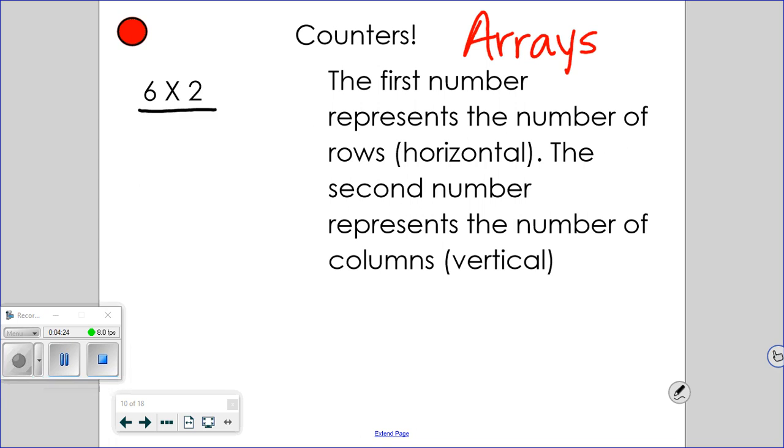Somebody read this equation with the groups of language. William? 6 groups of 2. When we are building an array, this first number is going to represent the number of rows. So draw an arrow to your number 6, and you're going to write the number of rows.